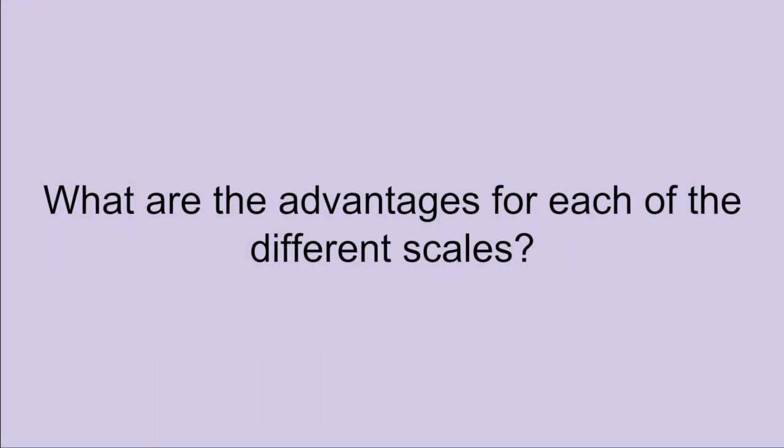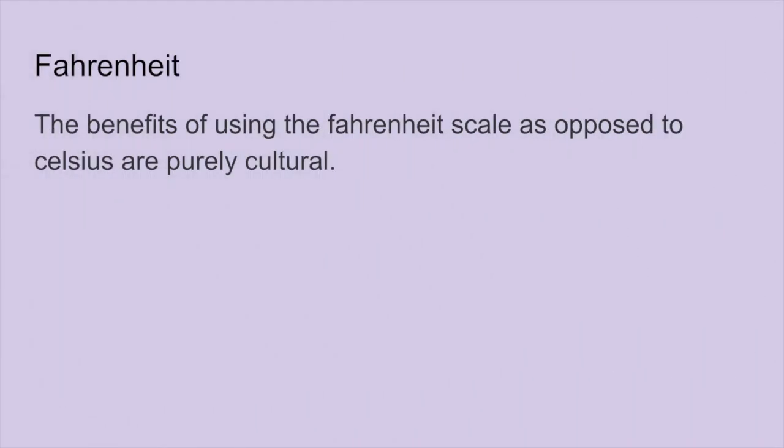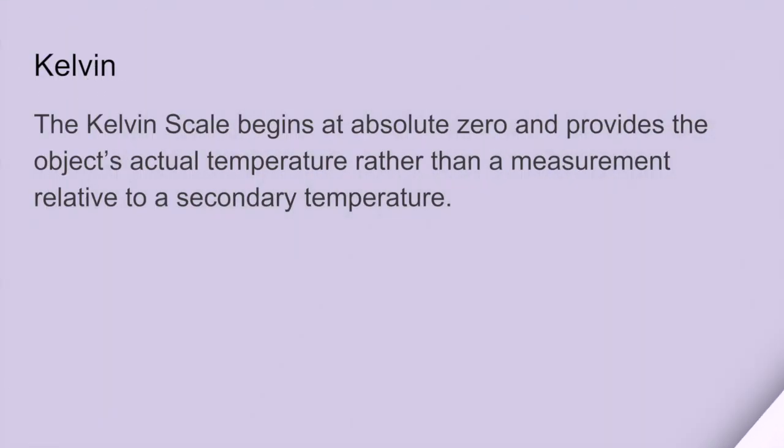What are the advantages of each of the different scales? The advantage of the Celsius scale is that it is more user-friendly, since its lowest point is zero, so when calculating differences in temperature, it is not a problem. The benefits of using the Fahrenheit scale as opposed to Celsius are purely cultural. The Kelvin scale begins at absolute zero and provides the object's actual temperature rather than a measurement relative to a secondary temperature.